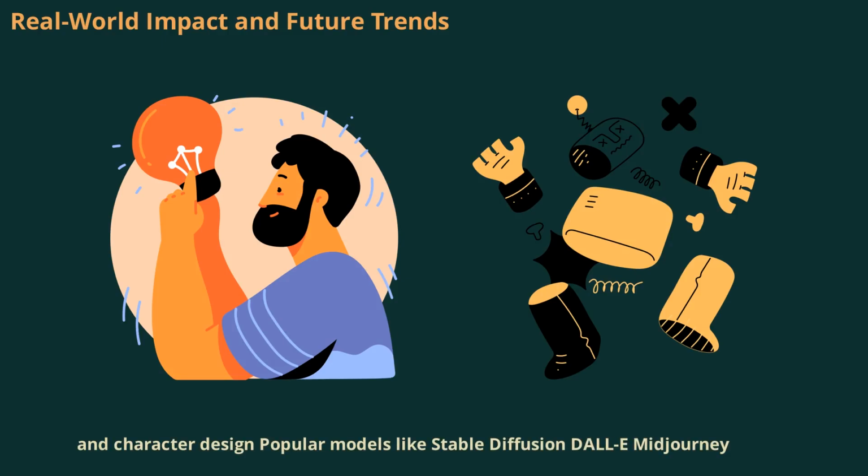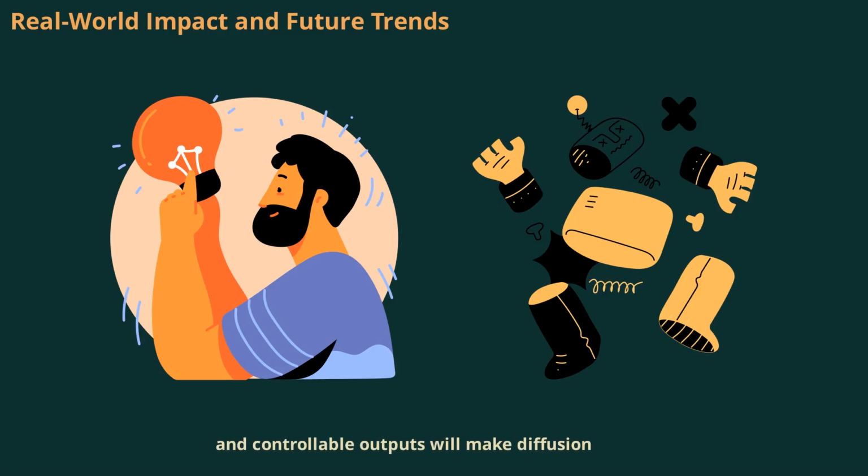Popular models like Stable Diffusion, DALL-E, Midjourney, and Imagen each bring unique strengths, from open-source flexibility to photorealistic quality. Looking ahead, advances in speed, video generation, 3D modeling, and controllable outputs will make diffusion models even more powerful and accessible, transforming how we create and communicate.